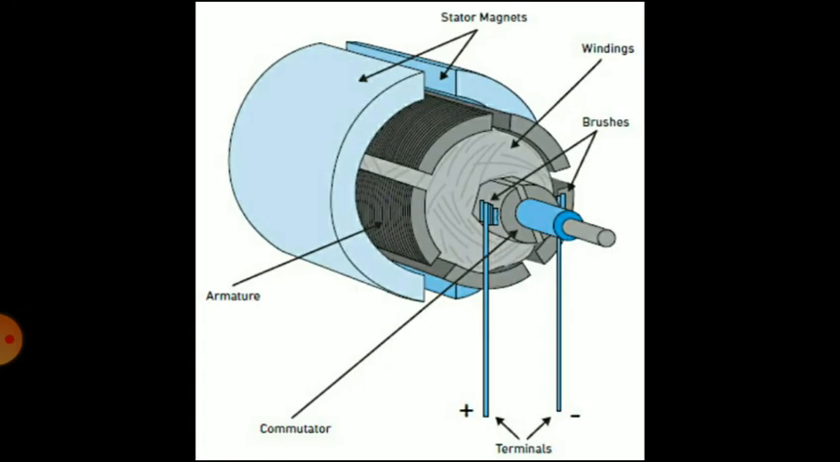So you can see the armature winding, then there is a commutator, and on the commutator there are the brushes, and the brushes are connected to the power supply. You can see at the top there are the stator magnets. Inside the magnets there is an armature winding, and there is a small gap between the field winding and the armature winding.